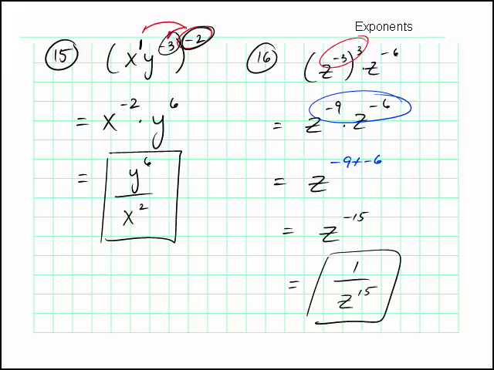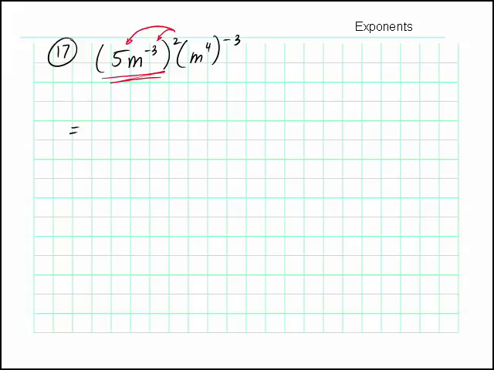17. Five m to the negative 3, quantity squared, m to the 4th to the negative 3. Everything in this set of parentheses has to be squared. So the 5 has to be squared, and the m to the negative 3 has to be squared. So this will give me 5 squared, which is 25. And we have right here m to the negative 3 times a 2 is negative 6.